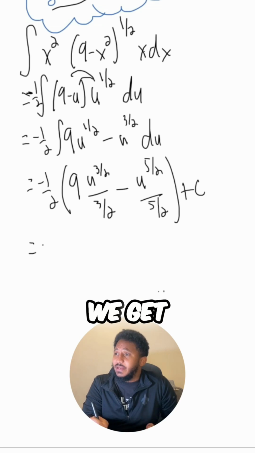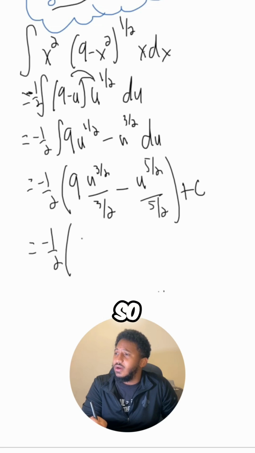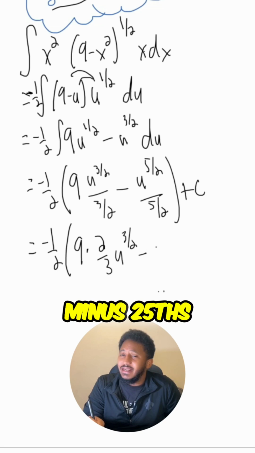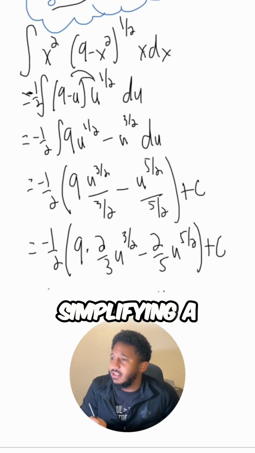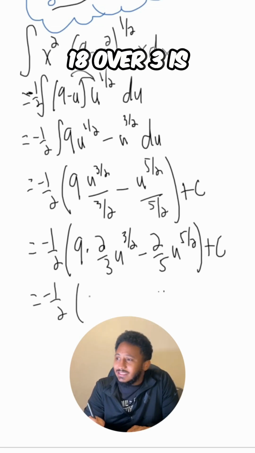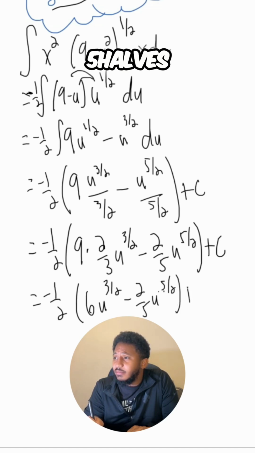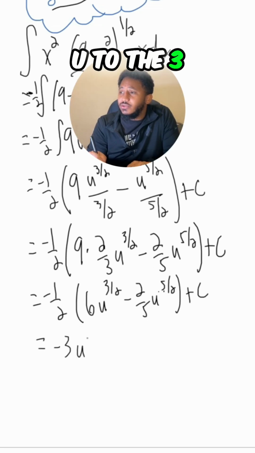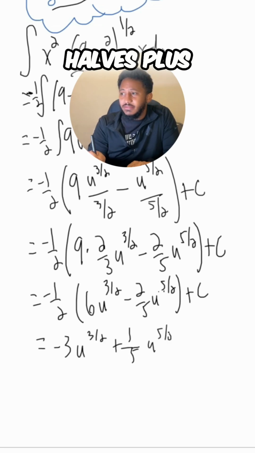All right, so simplifying, we get negative half. This is now, dividing by fractions, we multiply by the reciprocal, right? So 9 times 2/3 u to the 3 halves, minus 2/5 u to the 5 halves plus c. All right, simplifying a little further, we get negative half, and 18 over 3 is 6, u to the 3 halves minus 2/5 u to the 5 halves plus c. And then now distributing this negative half to each, we get negative 3 u to the 3 halves plus 1/5 u to the 5 halves plus c.